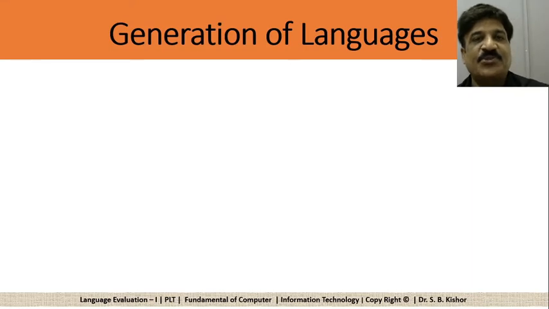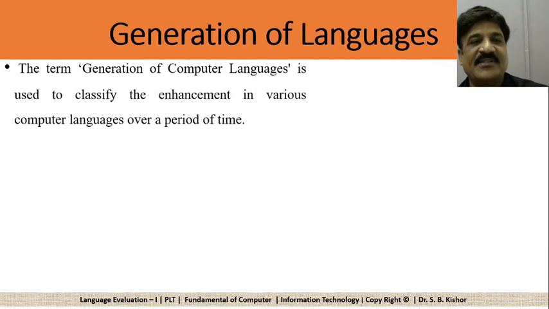Now, the generations of language, the topic of our today's discussion. What do we mean by generations of language? The term generations of computer language is used to classify the enhancement in various computer languages over a period of time. The computer started around the 1940s and since then we are using computers. So over a period of time, a lot of computer programming languages have evolved. Generation means the major enhancement that has taken place while carrying out certain tasks. That is what a generation is.